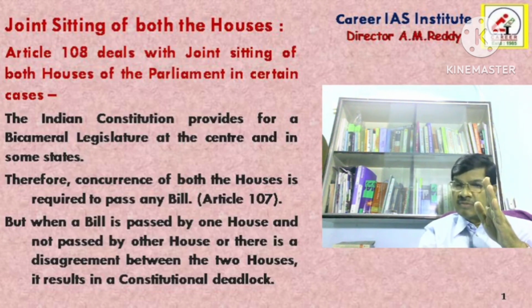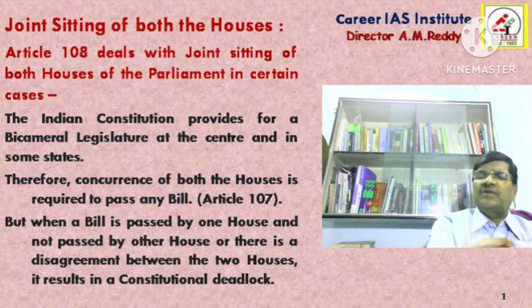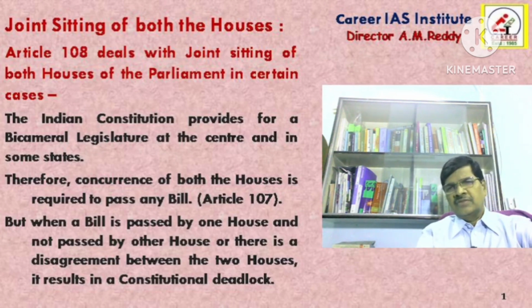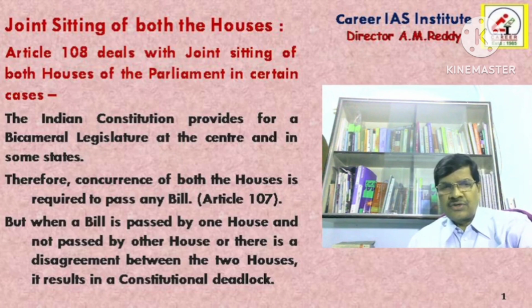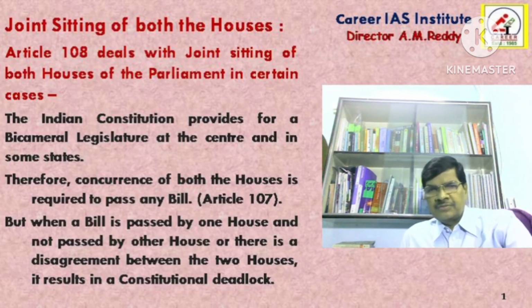But if the amendments made by the second house are not acceptable to the first house, then it results in disagreement between the two houses. So, these are the conditions which result in a constitutional deadlock. That is called a constitutional deadlock.